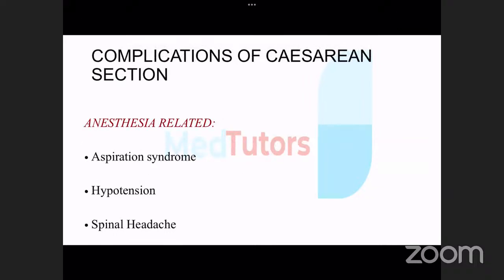So complications of CS can be anesthesia related, such as aspiration pneumonitis, aspiration syndrome for general anesthesia, hypotension for spinal anesthesia, post-dural puncture headache or spinal headache for spinal anesthesia. Next slide.